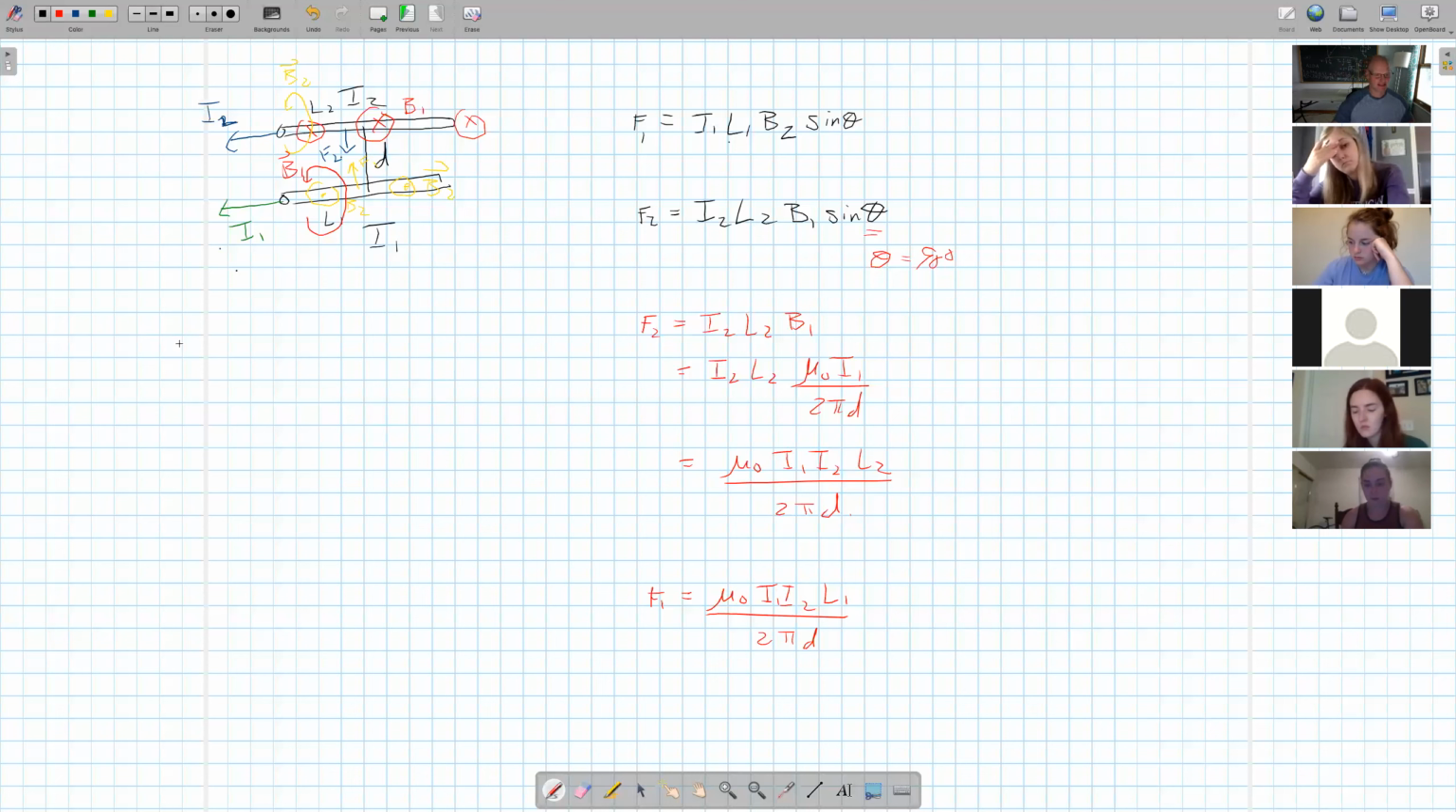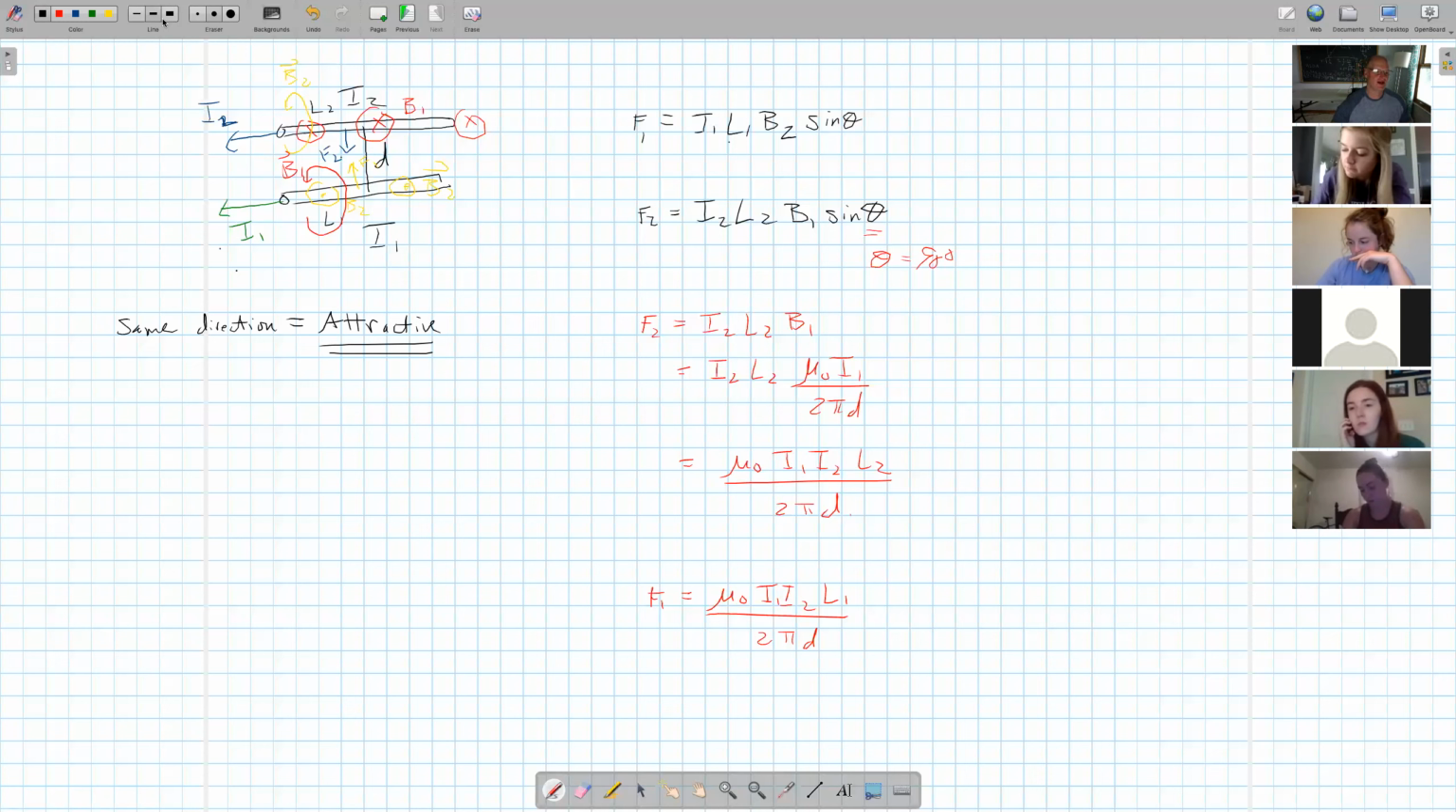So what this tells us is that when the currents are in the same direction, this equals an attractive force. So whenever I have current running through wires in the same direction, those two wires will feel an attractive force between them. They will be attracted towards each other. Okay.